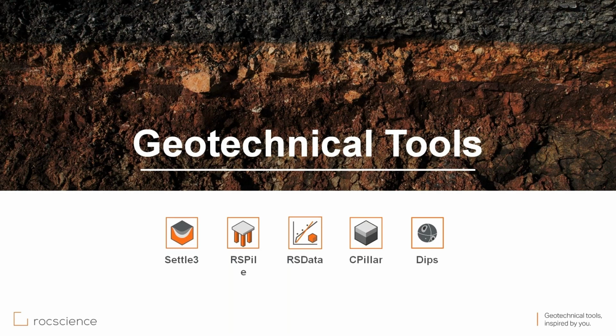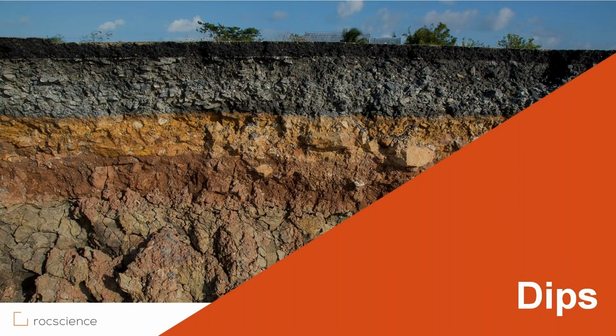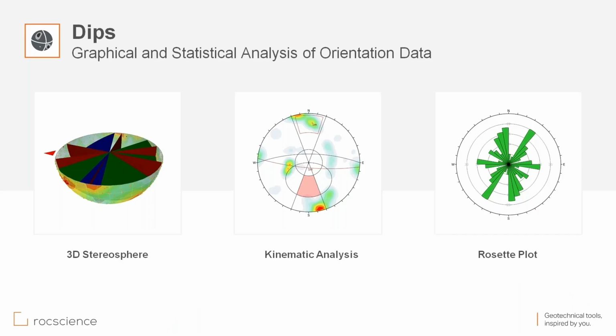DIPS can be categorized under the geotechnical tools together with the software like Settle3, RSPile, RockData, and CPillar. Let's get started with DIPS. DIPS is a tool for geographical and statistical analysis of orientation-based data. It includes 2D and 3D visualization options by 2D Stereonet view and 3D Stereosphere view. The 3D Stereonet allows you to plot poles, planes, and contours in 3D hemisphere view, which is the basis for generating a 2D Stereonet.